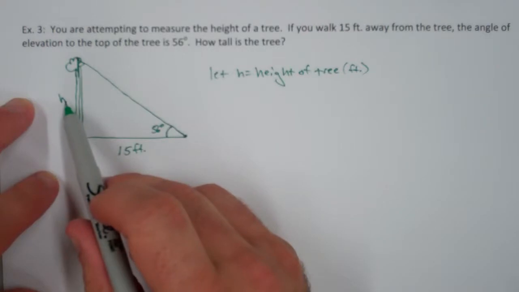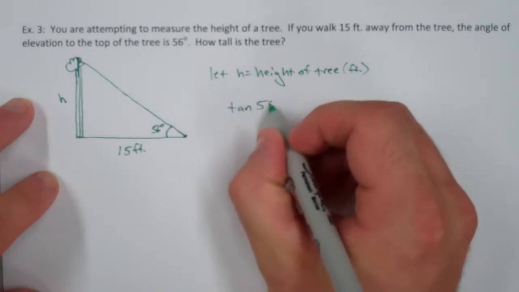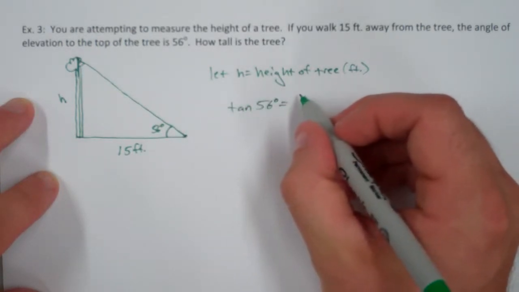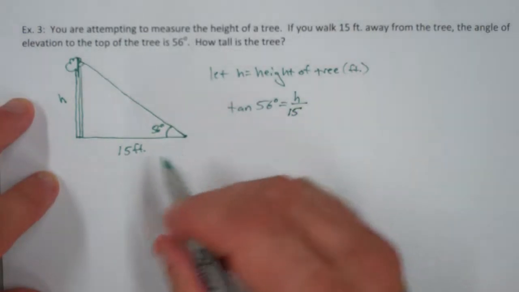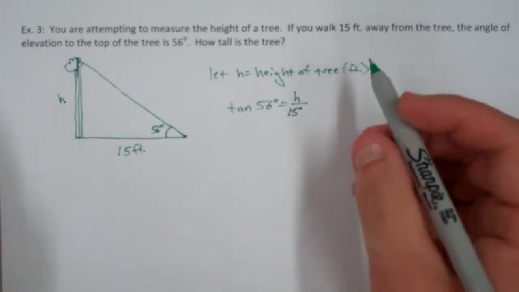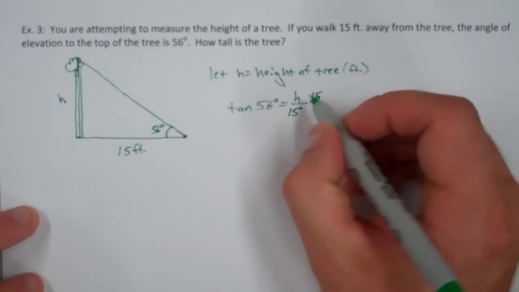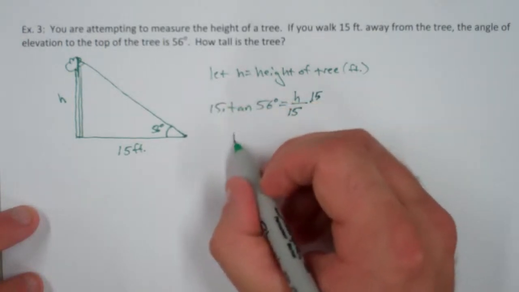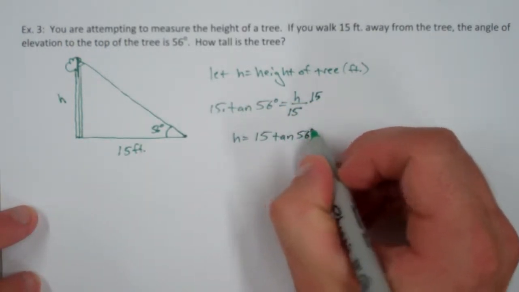You'll see here that we have the H, which is the opposite, and the adjacent side. So we're going to use tangent with this one. The tangent of 56 degrees is equal to opposite over adjacent. We'll ignore the feet. We know what our final answer is going to be. If you want to leave them in there, you can. So we'll multiply by 15 on each side. That gives us H as 15 tangent of 56 degrees.